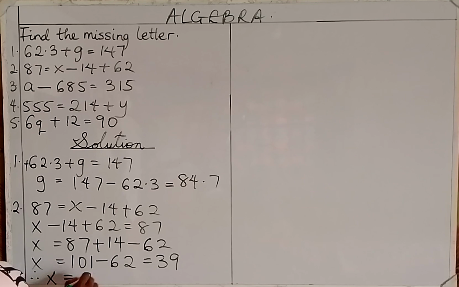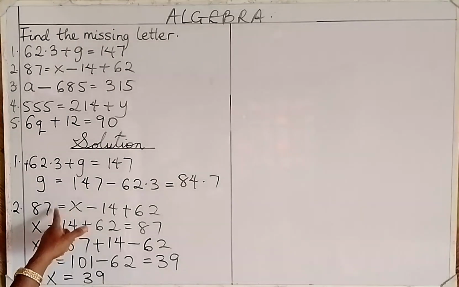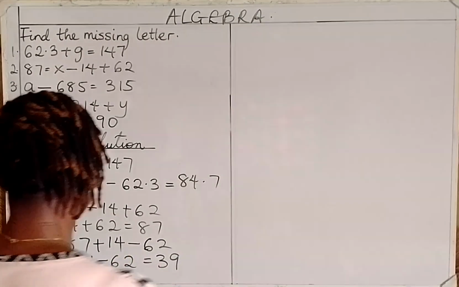Okay? Now our x equals what? Therefore, x equals 39. If we want to find out if what we did here is correct, we're going to simply replace x here to get the answer. What we're going to get here will make us get the value of 87 from here. Okay, so we can also check our answers that way.